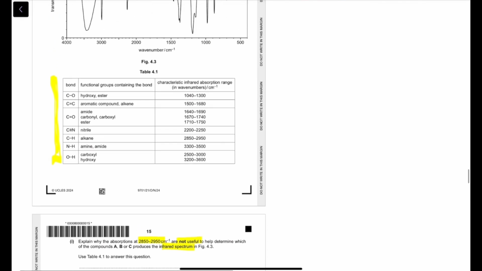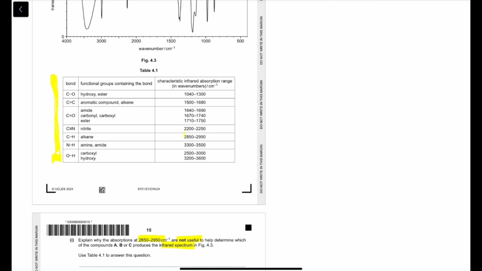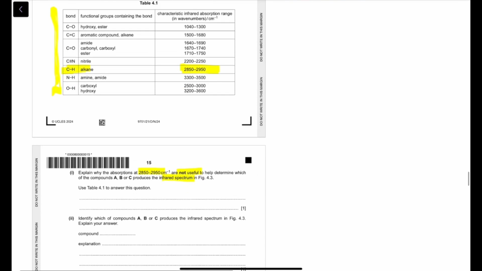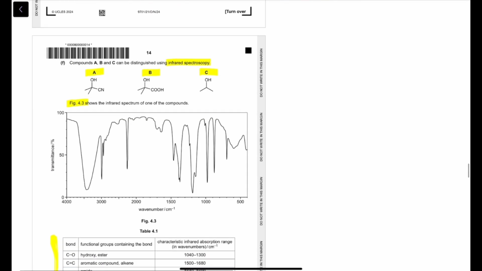It asks us to explain why the absorptions at 2850 to 2950 are not useful to help to determine which of the compounds produce the infrared spectrum. So if we look at 2850 to 2950, that represents the CH bond. However, if we take a look, all three compounds will consist of CH bonds. Therefore, it's not useful because it will be present in all of them regardless.